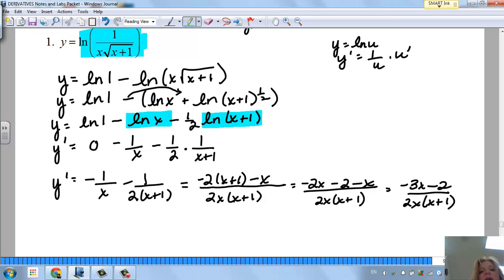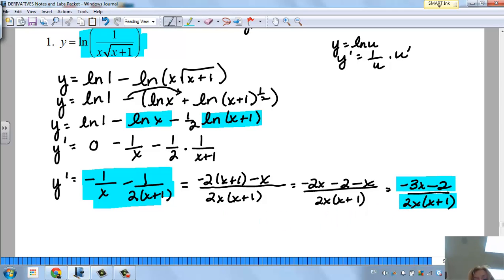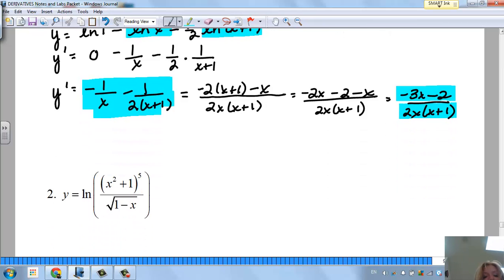So what I ended up with right here for the derivative, this is the same thing. All I did from here over to here was just do algebra, so it was one fraction. Okay, let's look at the second one.